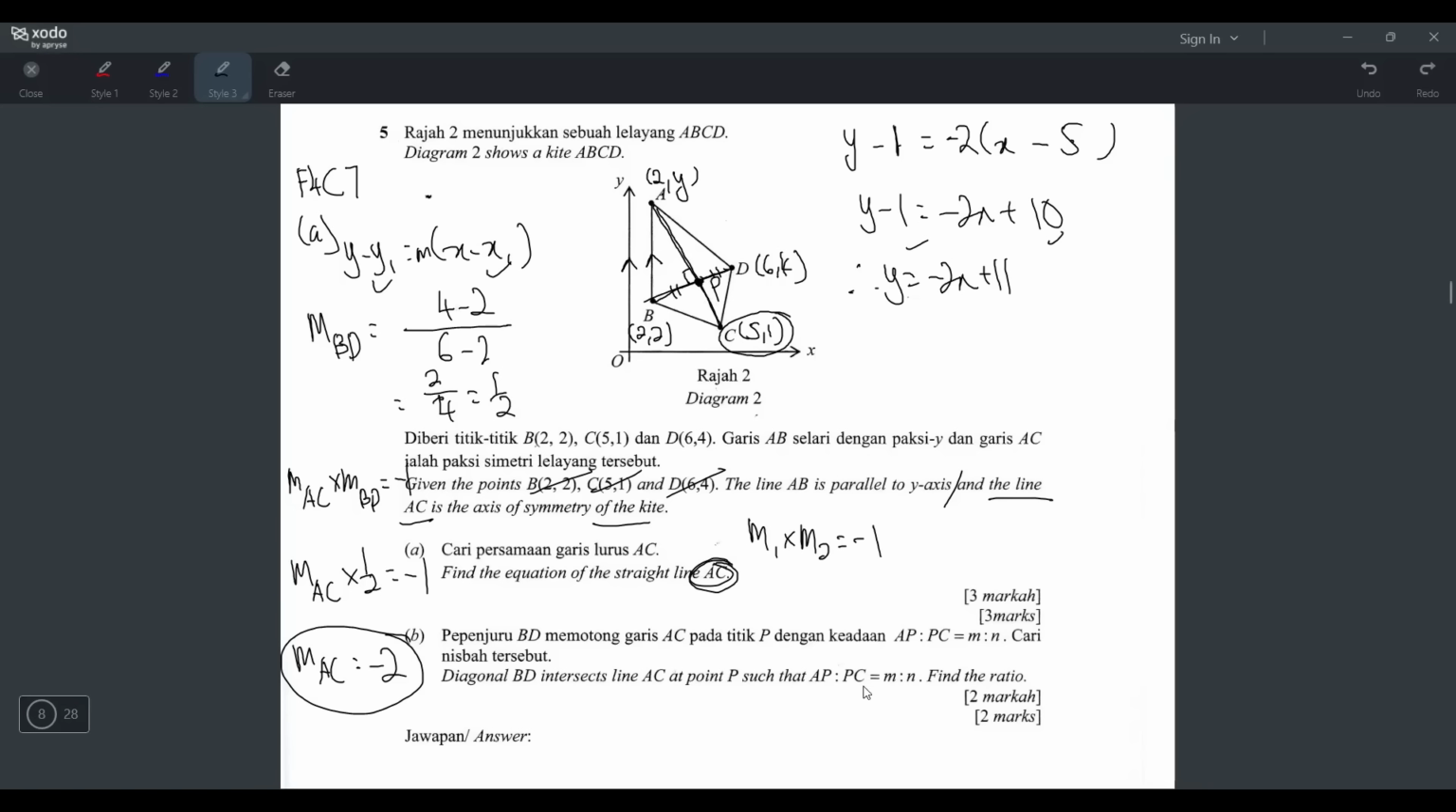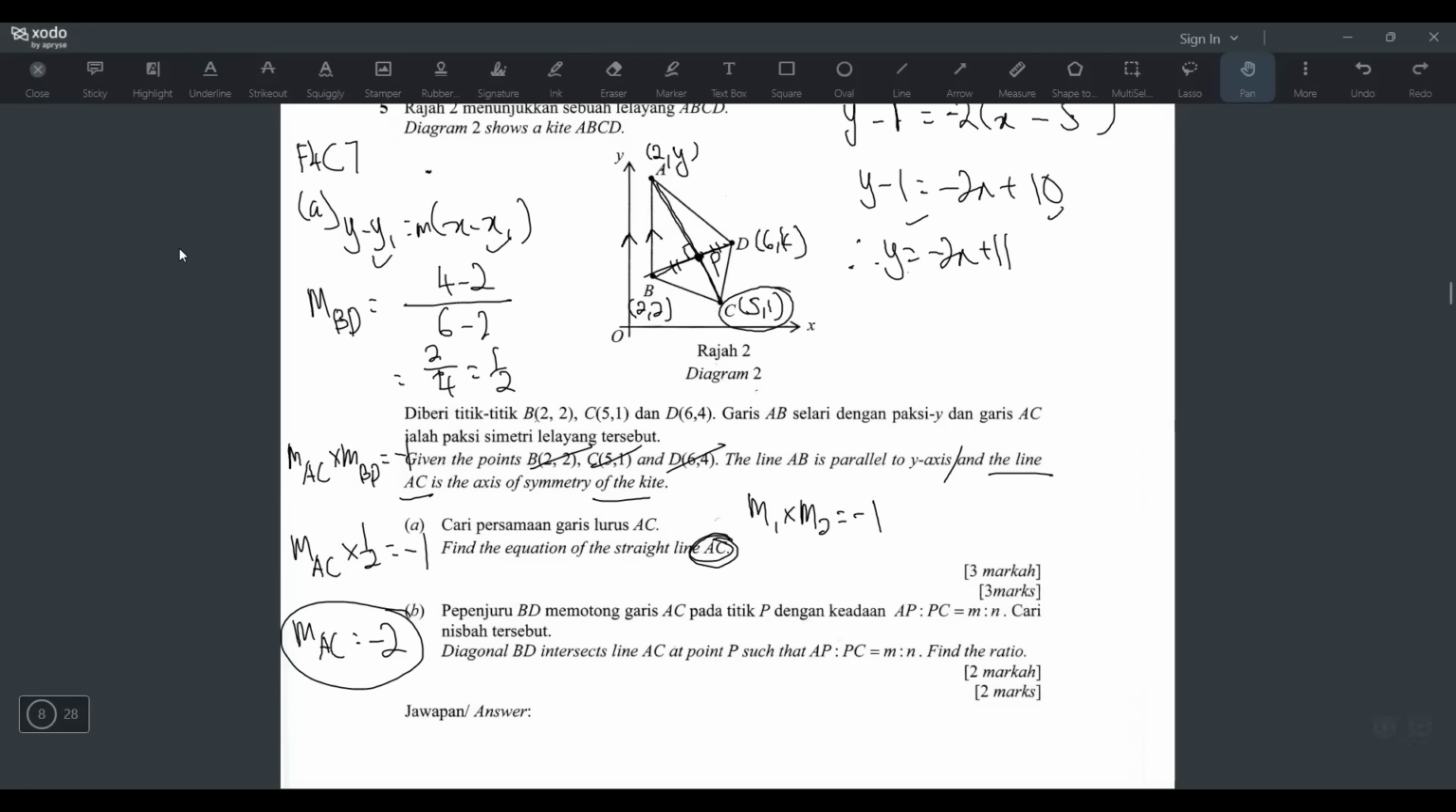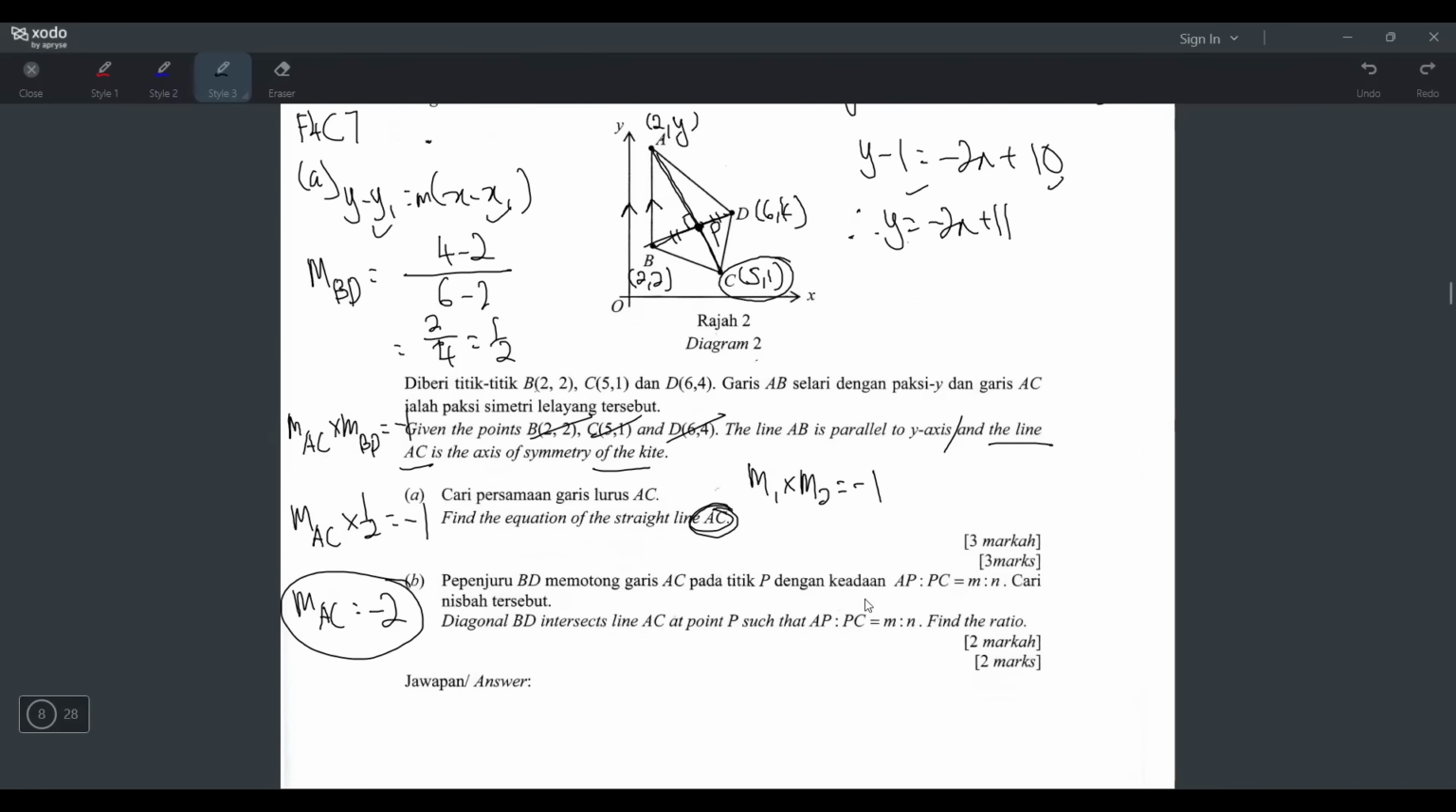Okay, such that AP, PC, MN, find the ratio. Okay, I think you have to find the point P first lah, guys. Yeah, without the point P, you can't do all this, right? So let's ignore all this first. Yang tu nanti baru kita worry about it. Sekarang kita worry about finding the point P first. So point P, I told you, is the midpoint of BD.